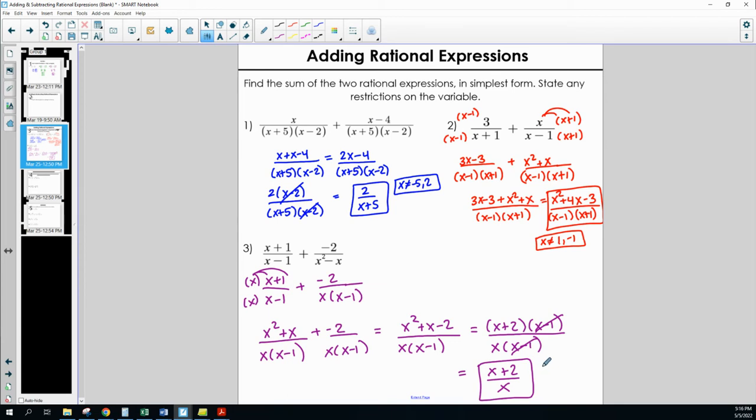And then our domain restrictions, we're going to get that common denominator, which was x minus 1, and set both factors to 0. So x cannot equal 0 or 1.